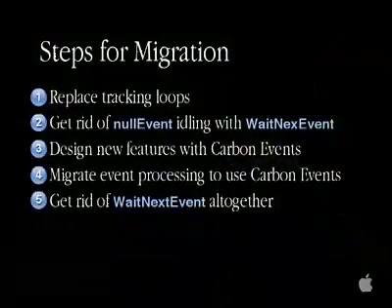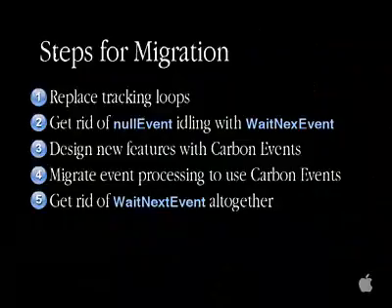So I've listed 5 steps for migration. The first 2 steps I think you could do today. That is, first, replace your tracking loops. If you need to track where the mouse is, for instance, the user clicks in a certain area of your screen, and you need to track where the mouse location is while the mouse is down, traditionally you'd sit in a loop and poll the mouse location. Well, we have APIs specifically designed to get away from that, and I'll describe that in a moment.